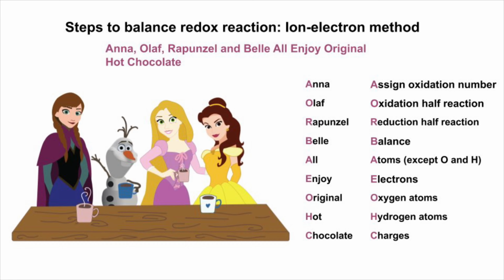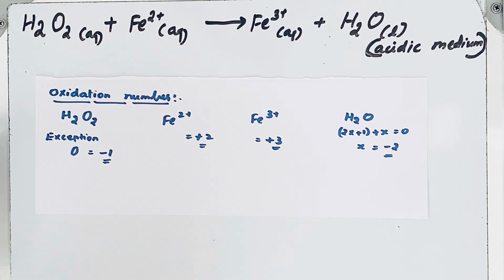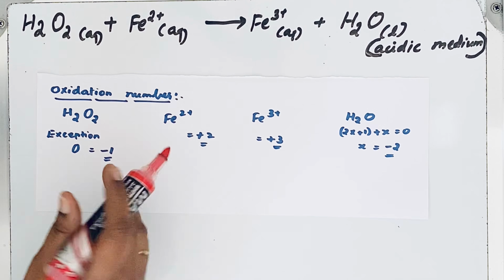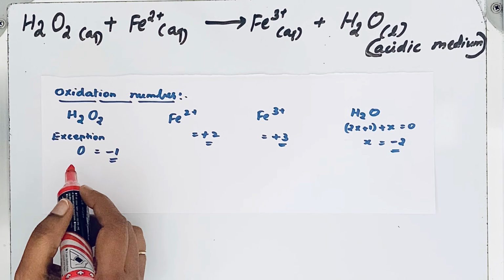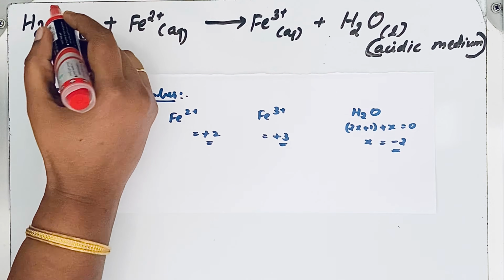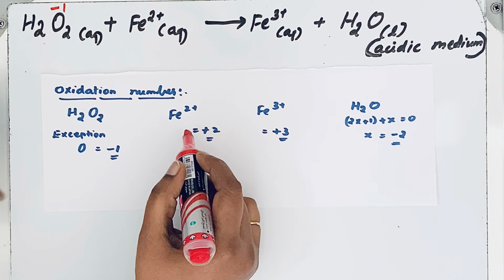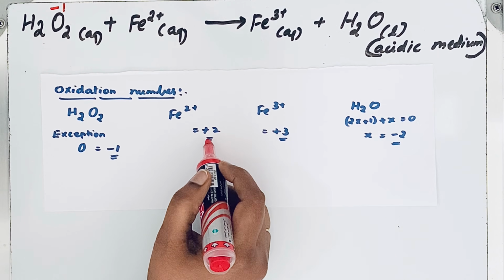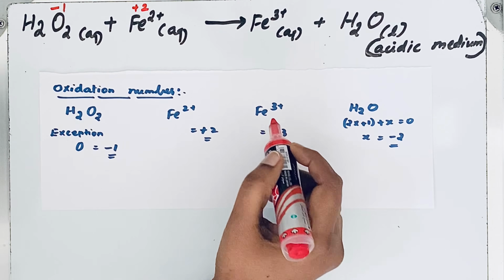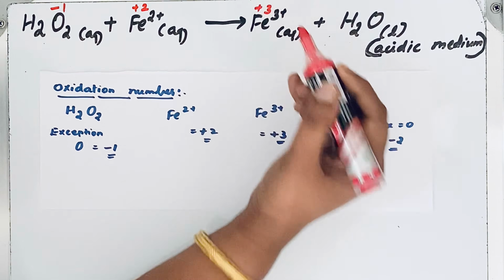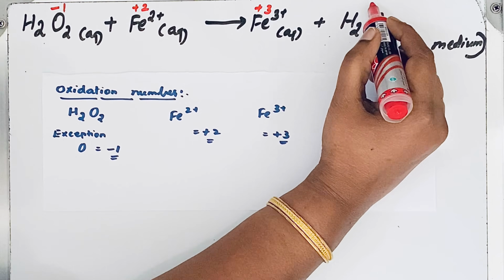Look at the first step, assign oxidation number. So first we are going to find the oxidation numbers. In hydrogen peroxide, it is an exceptional case for oxygen. Oxygen oxidation number is -1. So let us write -1. Fe2+ is a monoatomic ion, so its charge itself is its oxidation number, so +2. Same way for Fe3+ also, +3. Come to H2O. In that, the oxidation number of oxygen is -2.